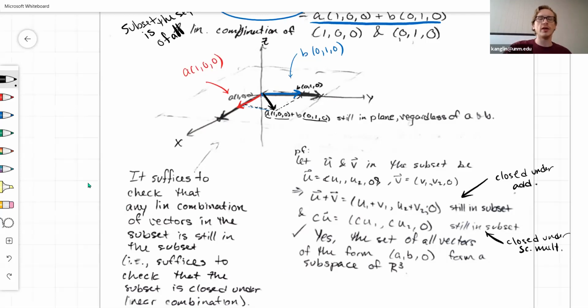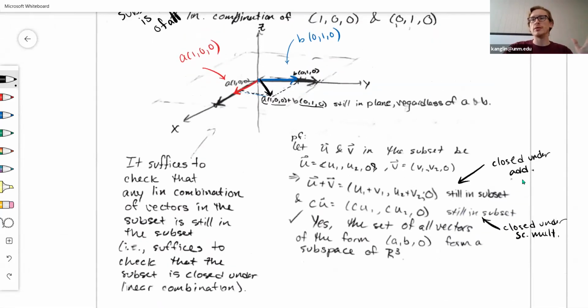Now what I was getting at over here, I should just finish up my thought there. Since it's closed under both of these, the subset of all vectors of the form A, B, 0, where A and B are real numbers, is a subspace because it has closure. We will see not all sets have this property. Plenty of sets are not closed under one or the other or both of addition and scalar multiplication.